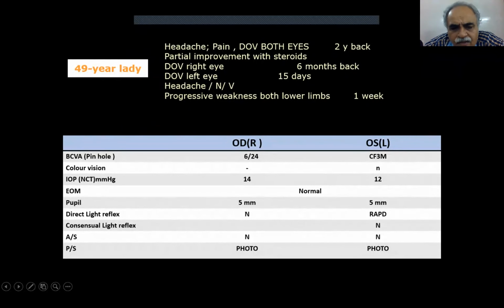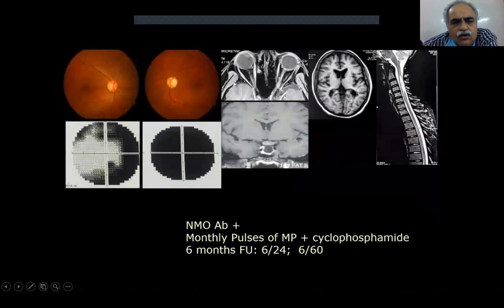When we see her, we see that she's got counting fingers close to face, and the right eye is also involved. Let's have a look at the photograph. Look at the fundus, optic atrophy here, and temporal pallor here. You notice very carefully now that she's got a thinned optic nerve here, and she has got an intensely enhancing optic nerve on the left side. And this is starting right in the intraorbital, intracanalicular, and into the intracranial segment of the optic nerve. So all the segments of the optic nerve are involved.